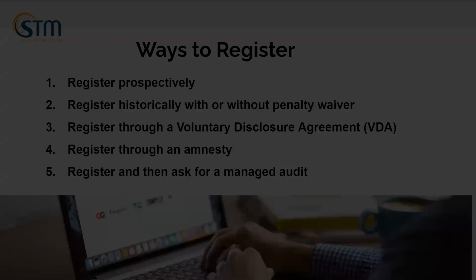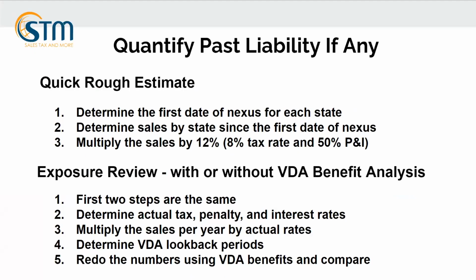So how do you quantify past liability? Well, there's a couple of ways. If you just want a quick, rough estimate, that's what I was using earlier here. We use a 12% number. The way we get to that 12% number is we use an average tax rate of 8%, and then we use 50% for a mix of penalty and interest. So 50% of the 8% is 4%. Add those together and you get 12%.